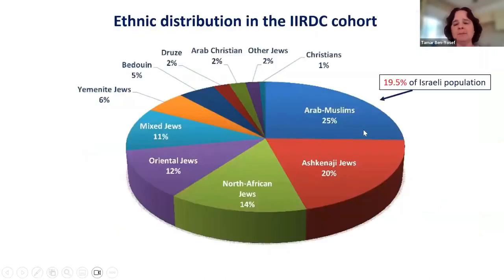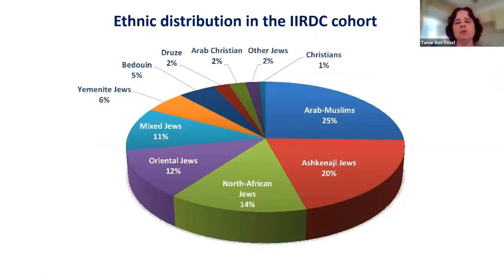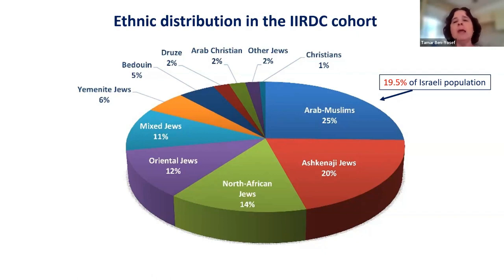As for the distribution of ethnic groups, you can see that the two major ethnic groups in our cohort, the blue group and the red group, are Arab Muslims and Ashkenazi Jews. Ashkenazi Jews, it's not surprising because they are the major Jewish ethnic group in Israel. However, as for the Arab Muslim group, as Ido already mentioned, they account only for about 19% of the Israeli population. However, they account for 25% of the patients in our cohort, meaning that they are overrepresented in our cohort.